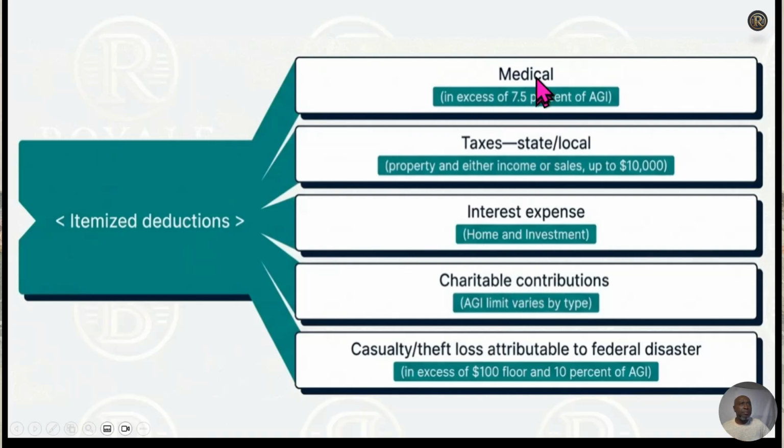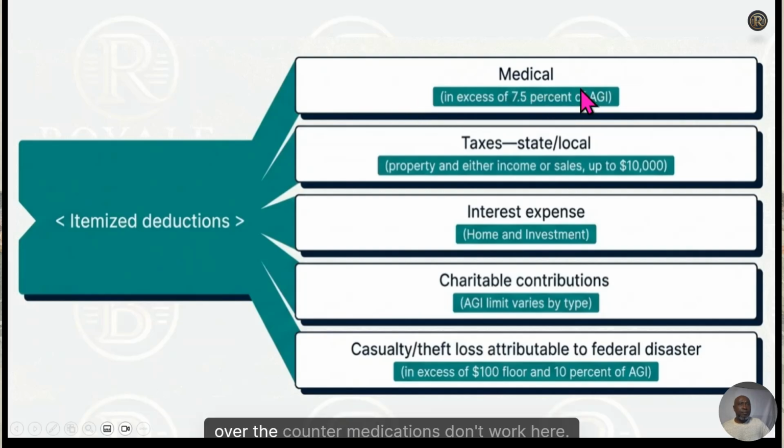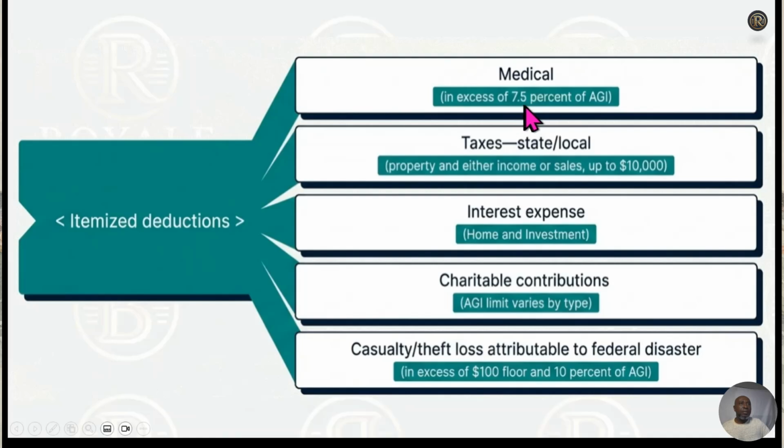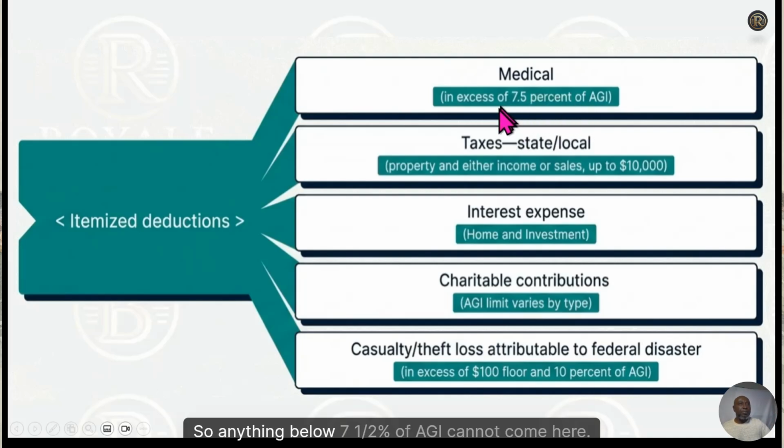So for most people, medical expenses, we go to the doctor, we pay out of pocket and so forth. These must be from an authorized physician. Over-the-counter medications don't work here. And the AGI comes in here. The expenses that can be included in your itemized deduction, your Schedule A, have to be at least 7.5% of your AGI. Anything below 7.5% of the AGI cannot come here.